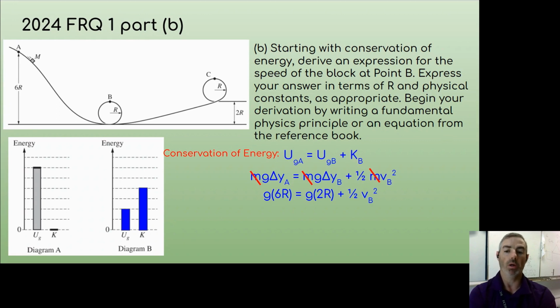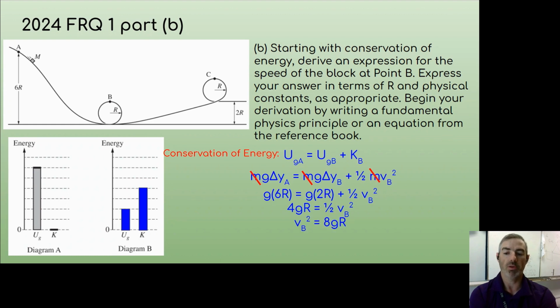Now we can work through and solve for the velocity at point B by subtracting the g2r over to the left. That's going to give us an equation that 4gr equals 1/2 vB squared. Continue with our algebra, multiply both sides by 2. That's going to give us vB squared equals 8gr.